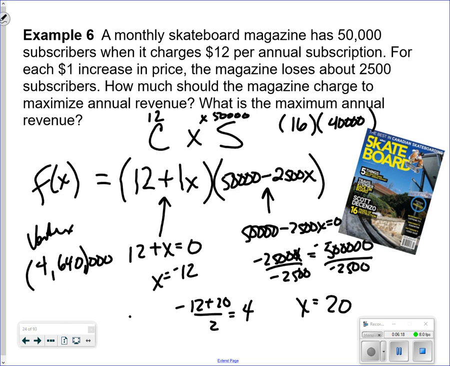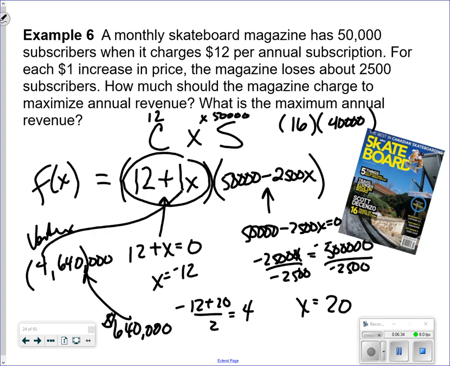The maximum annual revenue is 640, sorry, $1,000. What should the price be? That's a little bit more interesting. Right here, it says originally I sold it for $12. I'm going to increase this by 4 increments, so I should charge $16 to maximize my profit.